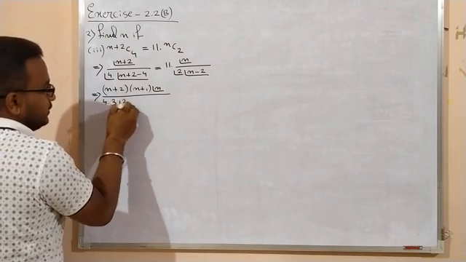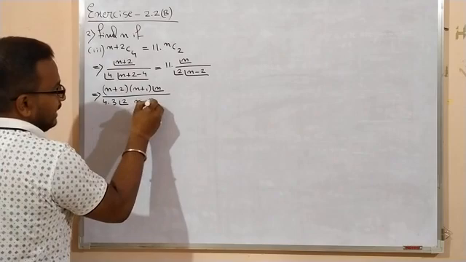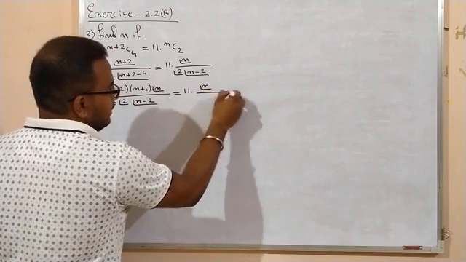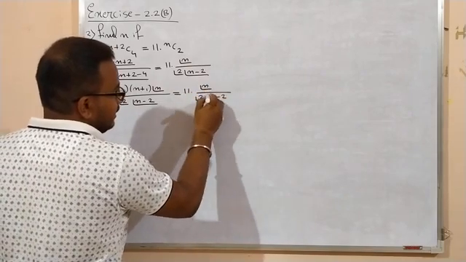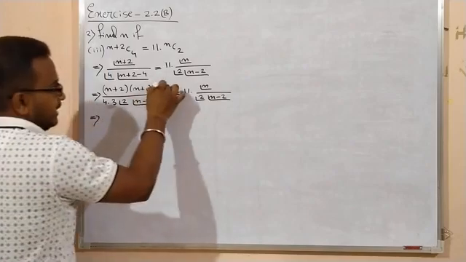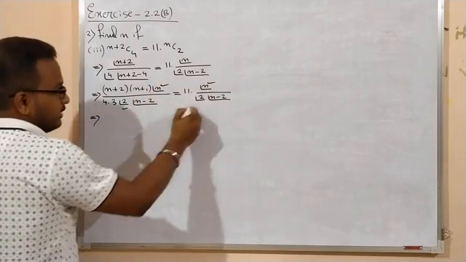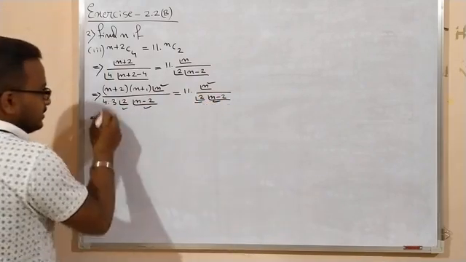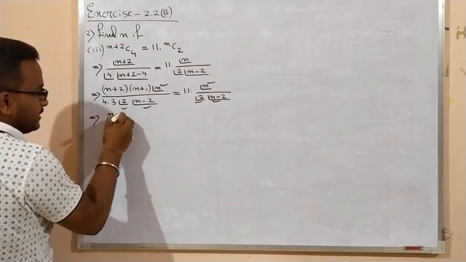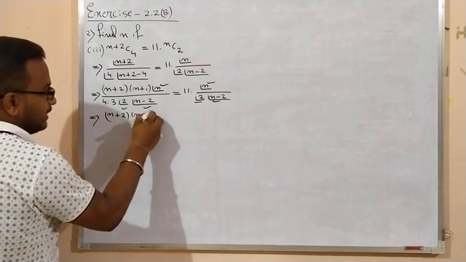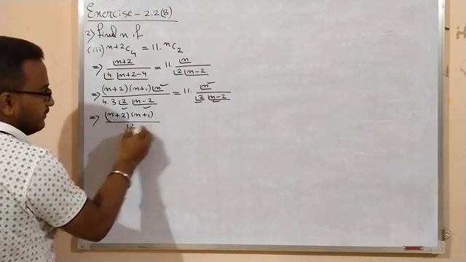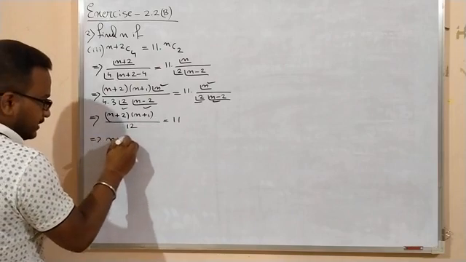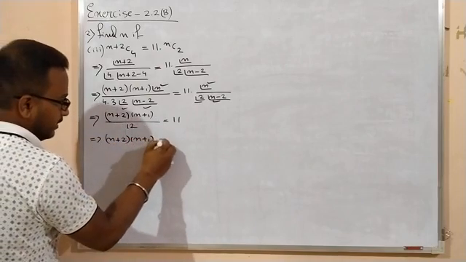4 into 3 into factorial 2 and this is nothing but factorial n minus 2, and this is 11 into factorial n by factorial 2 into factorial n minus 2. Now you will see factorial n cancel, factorial 2 cancel, factorial n minus 2 cancel. Okay, so the remaining terms is n plus 2, n plus 1, and 4 into 3 is 12, and here it is 11. Okay, now the remaining term is n plus 2 into n plus 1, 12 into 11.